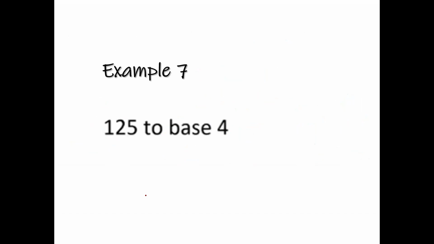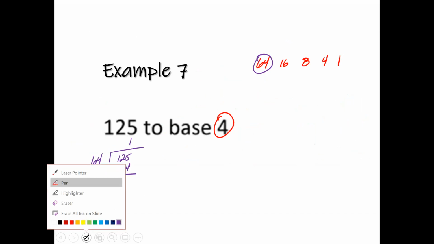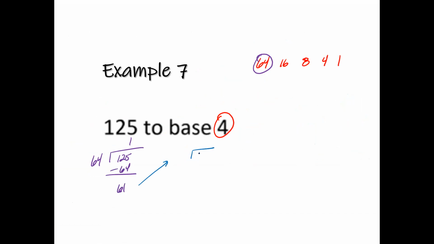All right, let's take a look at example 7. With this one, you're going to start off with base of 4s. So I'm going to look at multiples of 4: 1, 4, 16, 64. And so I'm going to start off with 125. First, I'm going to divide by 64. 64 times 1 is 64. Subtract, I get 61. And I'm going to go ahead and repeat this again.